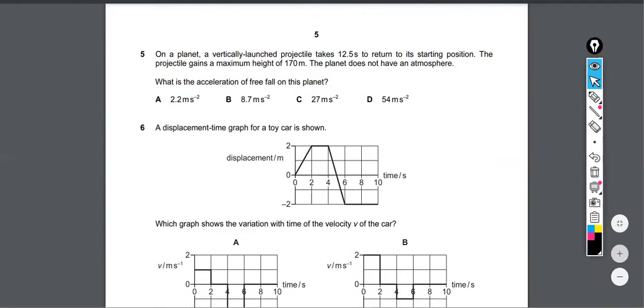Does anybody have any idea how to approach this calculation? What's the acceleration of free fall on a planet where things fall a certain time, a given height? If only there were a way to relate that, like the time it takes something to fall and the height, to determine the acceleration due to gravity g. If only there were a way.